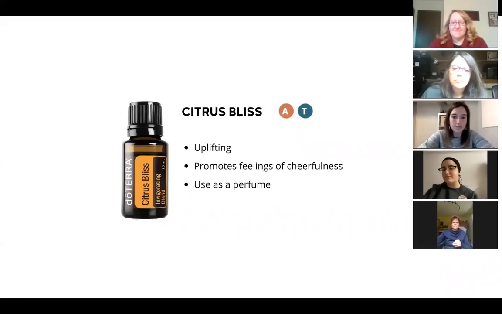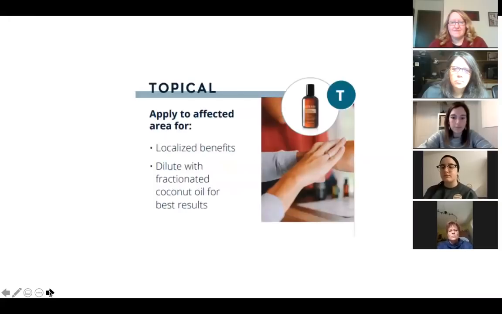It's uplifting, promotes feelings of cheerfulness, and you can use it as a perfume. So normally we're putting things on our skin, toxic things like perfume. Well, they might smell good, but they're not going to do this for our body. They're not going to change the way we think. They're not going to uplift our mood. They're not going to shift our mindset. And Citrus Bliss and Adaptive are both awesome. And you can use them together too, if you want to. So those are 2 examples of aromatic use. So aromatic is our first way to use them.